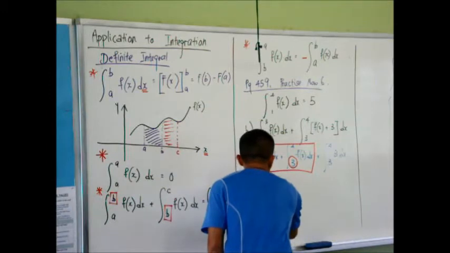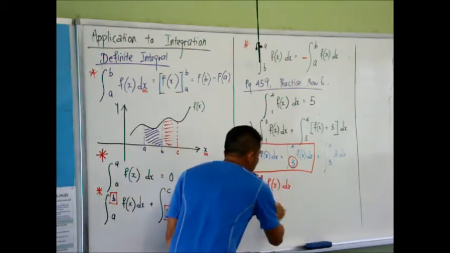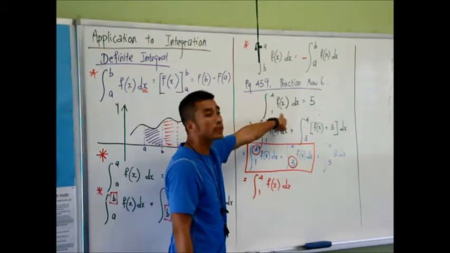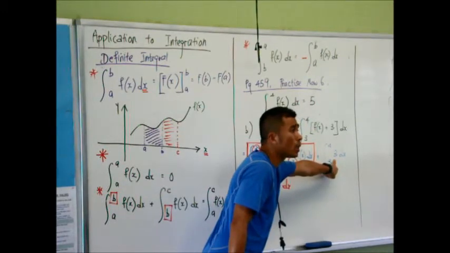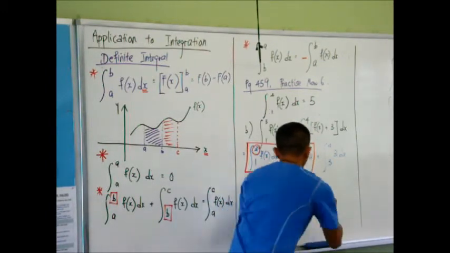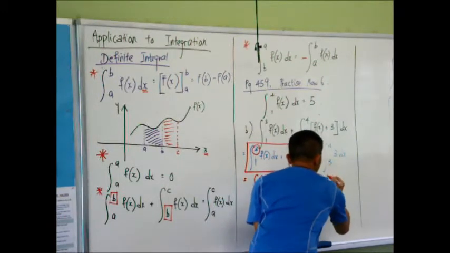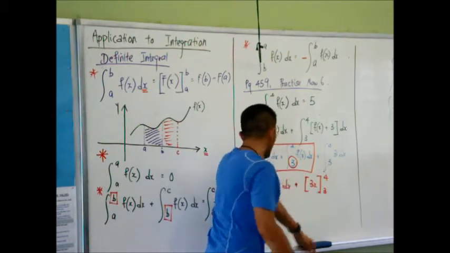So integrating from 1 to 4, f(x) dx. Do we have an answer for this particular definite integral? Yes, based on what is given. But do you know how to integrate 3? What do we get? 3x. Substitute these two values inside using your upper limit and lower limit.